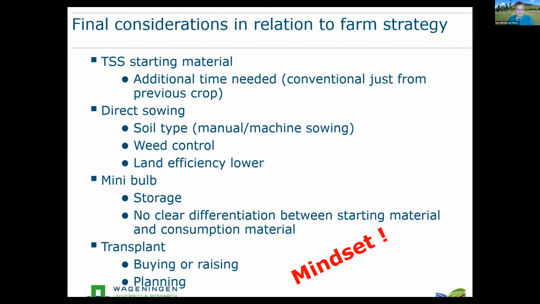So it really has to do with mindset. With TSS, a farmer needs to have the skills and have the mindset to use it.